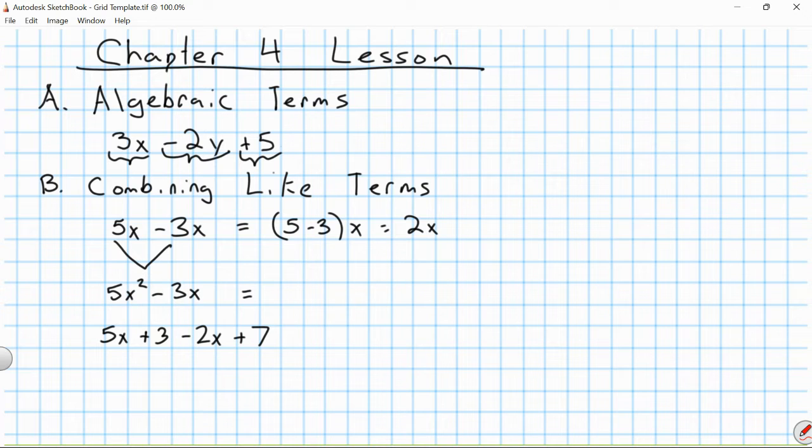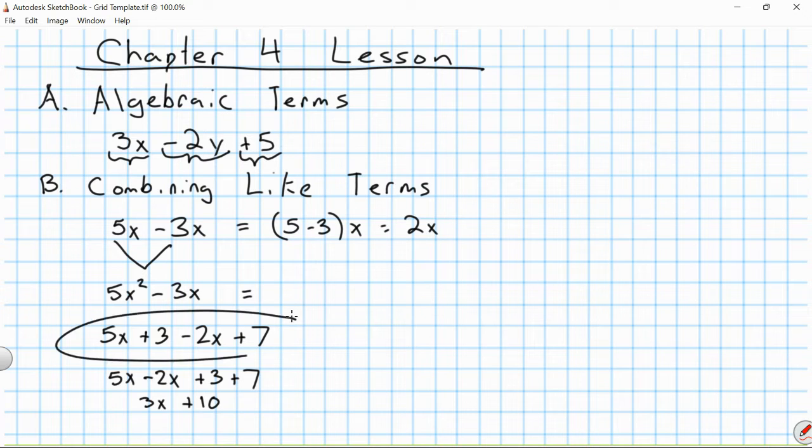foreshadowing the next concept. But what you can do is rearrange these things and put your like terms together, 5x minus 2x, and positive 3 plus 7, and you can add them together separately. So 5x minus 2x is 3x, and I can combine these constants because they're constants, like 3 and 7 are just 3 and 7, and 3 plus 7 is 10. So this would simplify, we use that word a lot, this would simplify to be 3x plus 10.